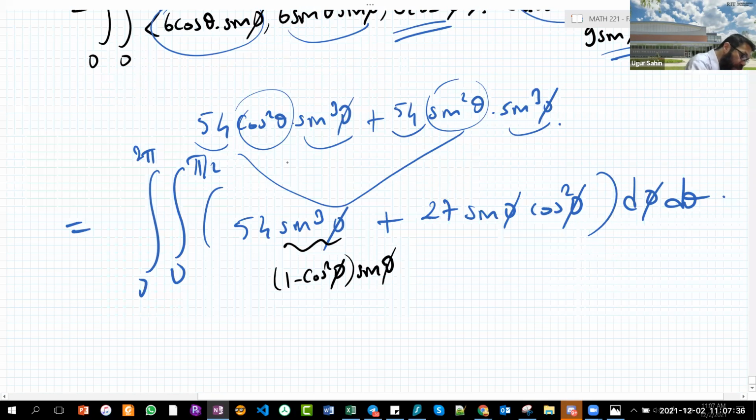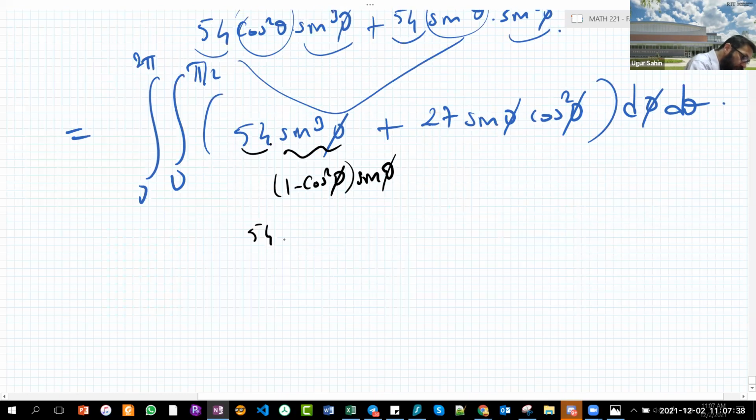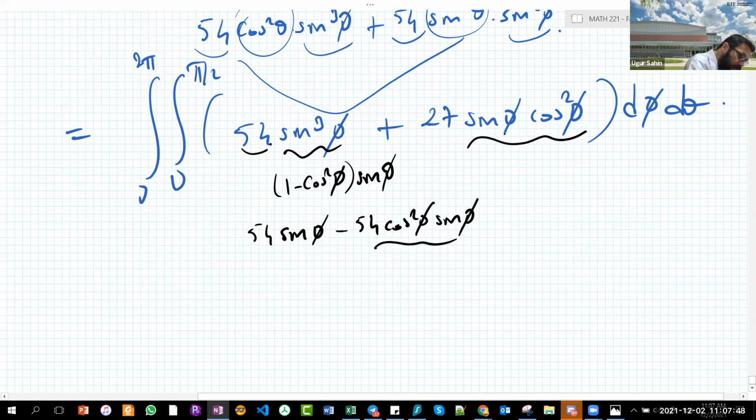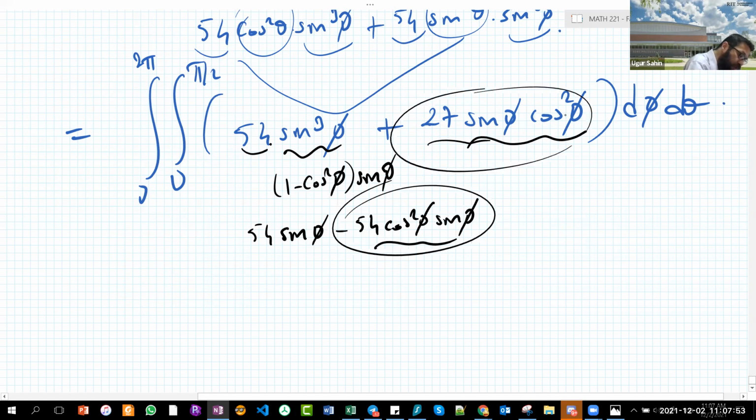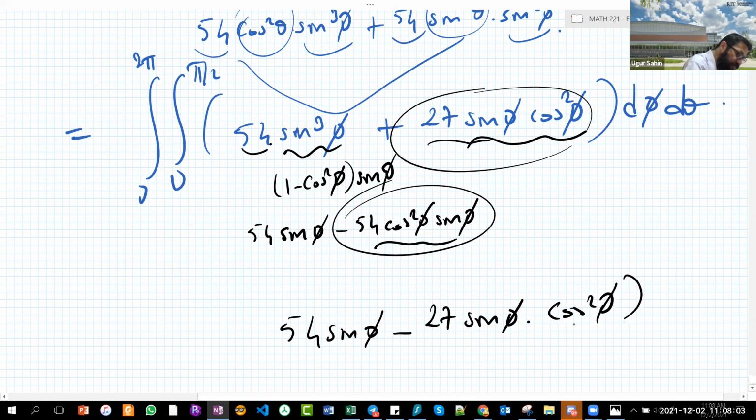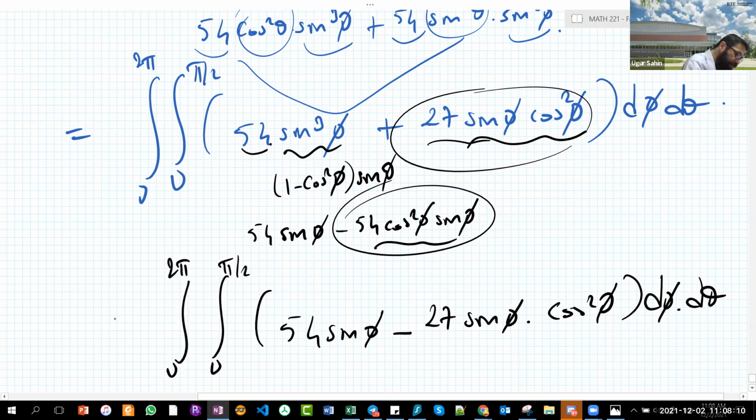Now look at that. When you multiply 54 by sine phi, I have sine phi here, and then minus 54 cosine square phi sine phi, so I have similar terms. You can just combine these terms. So that's what you are going to get: 54 sine phi minus 27 sine phi times cosine square phi, d phi, and then d theta, 0 to pi over 2, 0 to 2 pi.